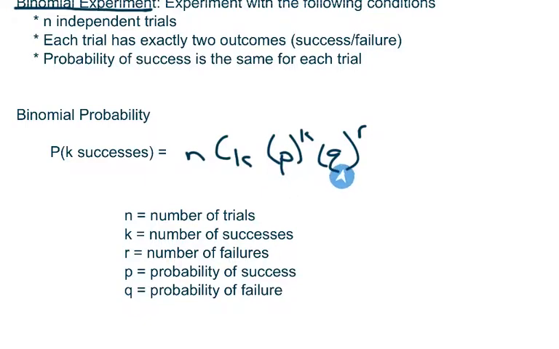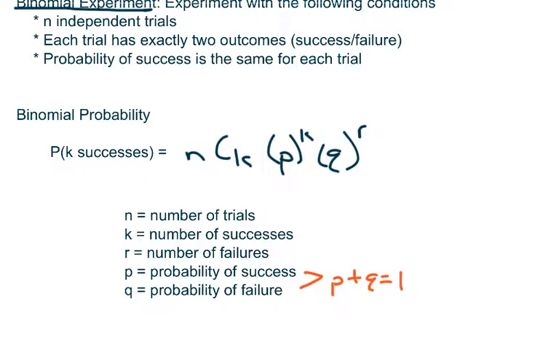Q then is the probability of failure. So if it's 0.25 for success, then 0.75 would be the probability of failure. And that might be something to note as well: the probability of success plus the probability of failure, p plus q, needs to be equal to 1. Those are the two outcomes, success and failure. And remember, probabilities add up to 1. They can be no more than 1.